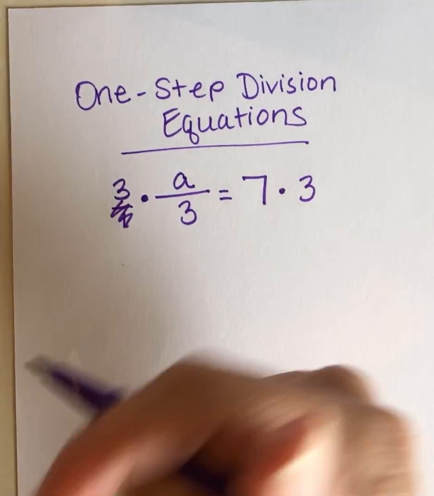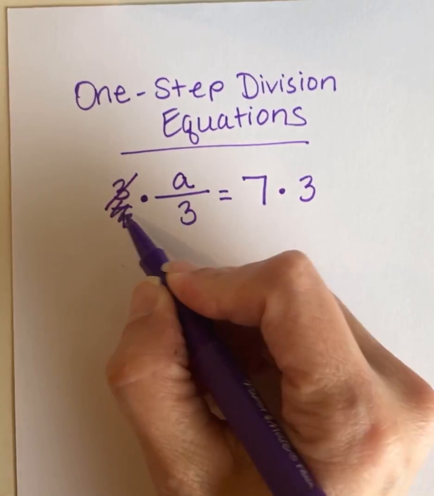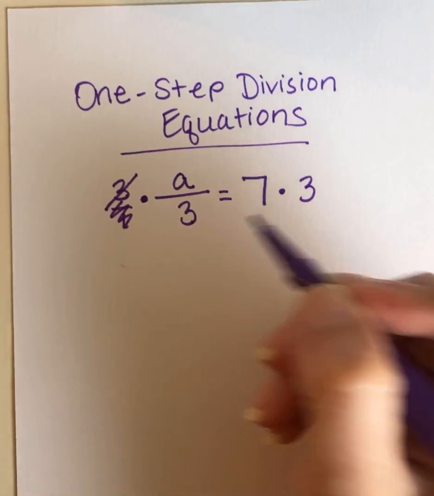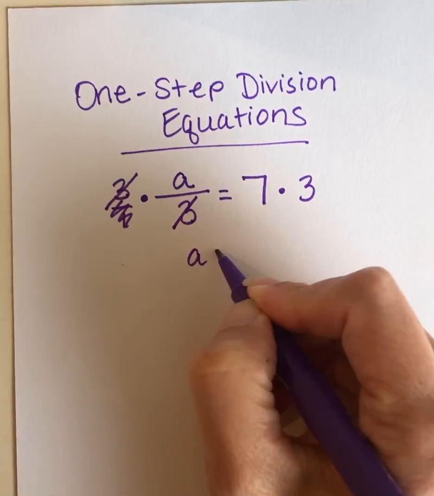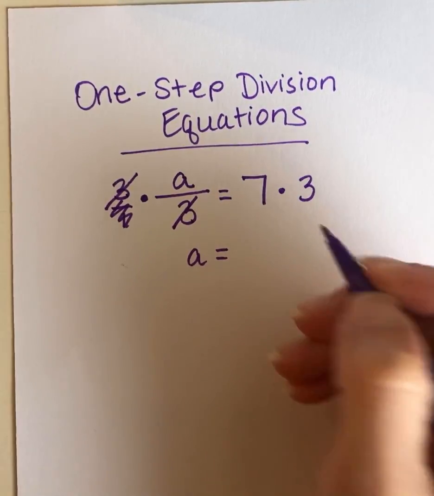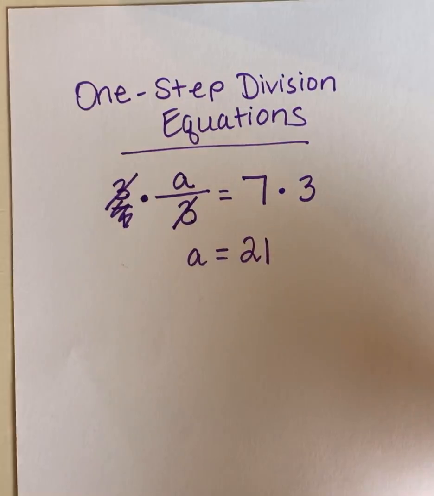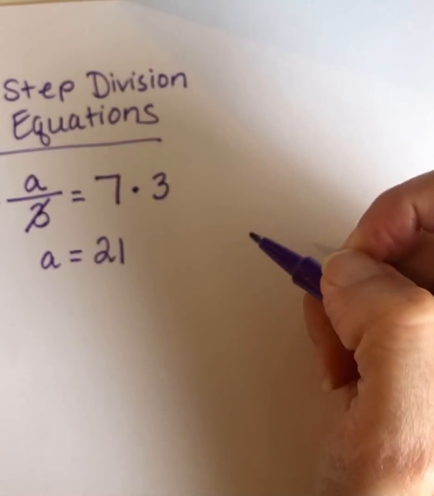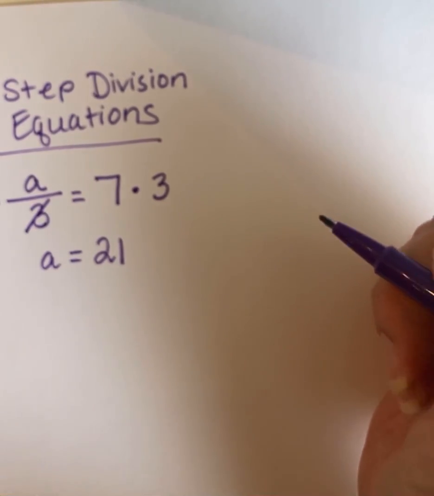Well, what's going to happen here is these are going to cancel out because if I have 3 and then I divide by 3, I have 1, okay? So a equals the answer to 7 times 3, which is 21. All right, so let's try another one. You should be writing these along with me, okay?